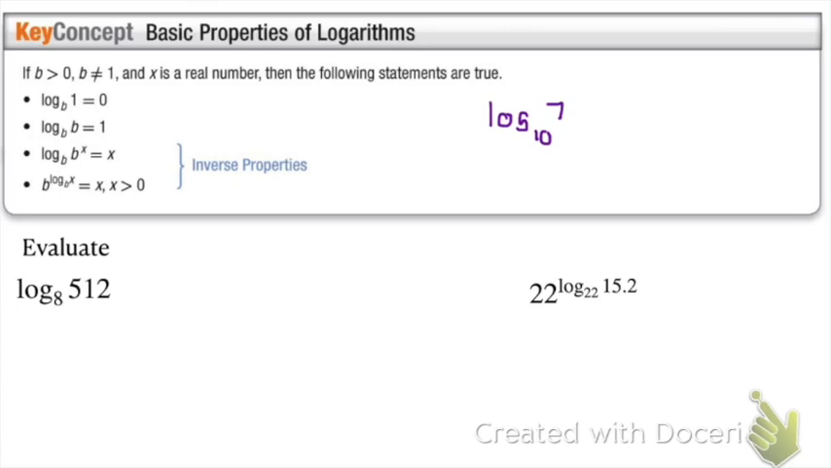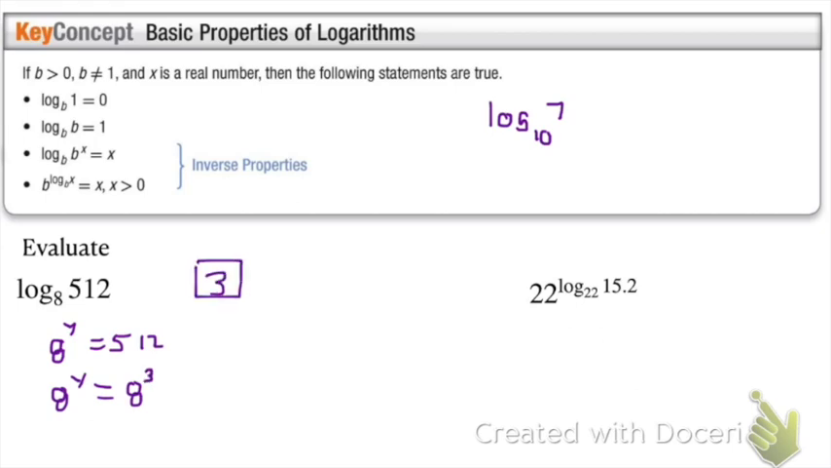So log base 8 of 512. This is sort of like we did earlier. We're looking at what power of 8 will give you 512. 512 is 8 to the third power, by the way, so this evaluates to 3.